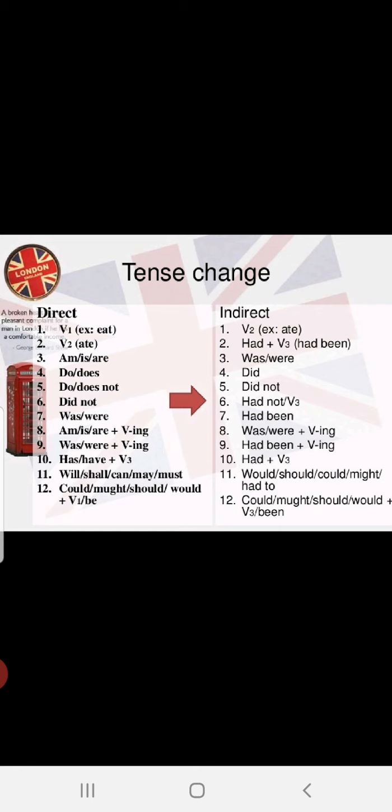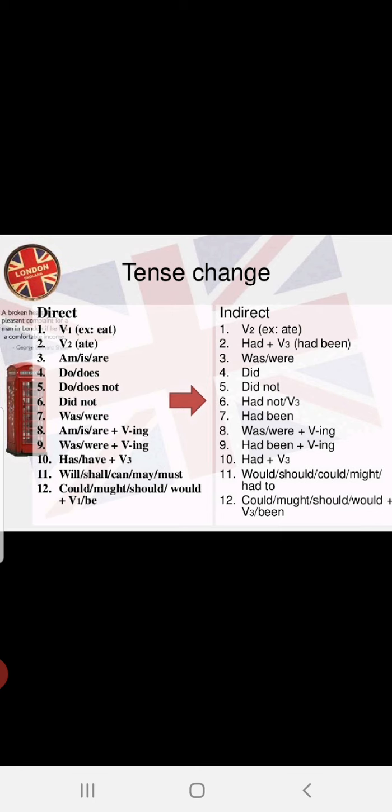the class for V1, V2, V3, V4 and V5 form. I always give you a reminder that the class is the base class for all your grammar classes. See, V1, for example, eat. In indirect speech it will change to V2 form, that is ate. Fine. V2, ate, if it is in direct speech, will change to V3. Had plus V3, had been.